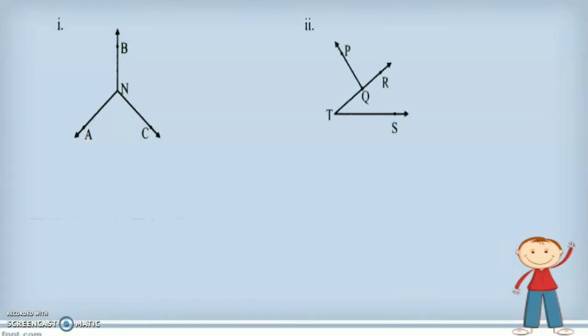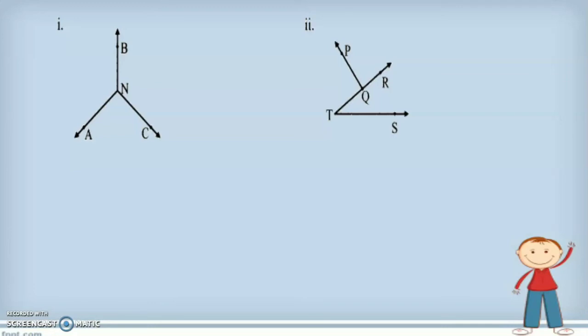Let's name the pairs of adjacent angles in the figures shown. We have to write all possible pairs of adjacent angles which satisfy all three conditions. Which are the three conditions? First, it should have a common arm. Second, a common vertex. And third, separate interiors to form an adjacent angle.